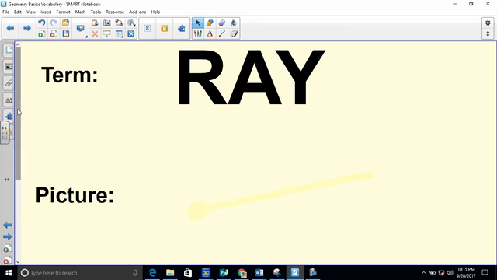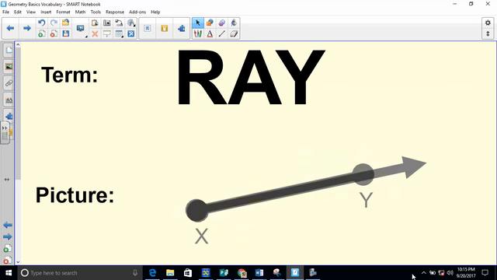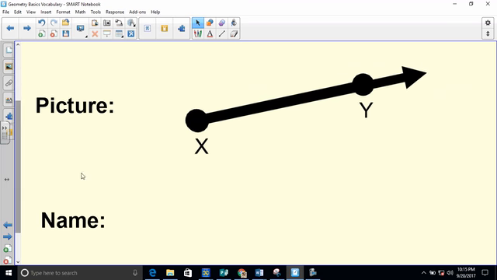Our next term is a ray. A ray has an endpoint and then goes on forever in one direction. So as you can see at X, there's an endpoint, and then at the other end, there's an arrow. So that's telling me it just keeps going on forever. And so if I want to name a ray, again, I do a line, but I put an arrow only on one end, and then I name it by 2 points that are on the ray, and that is points XY. So this is the symbol for ray XY.